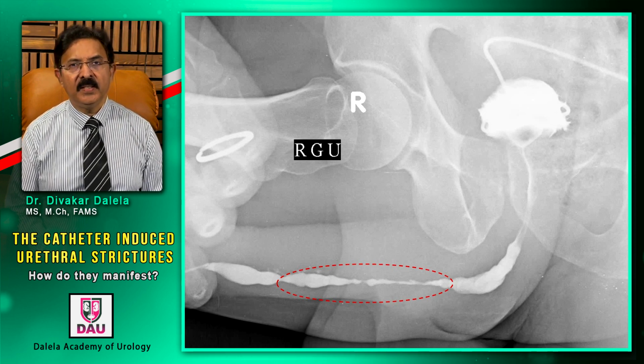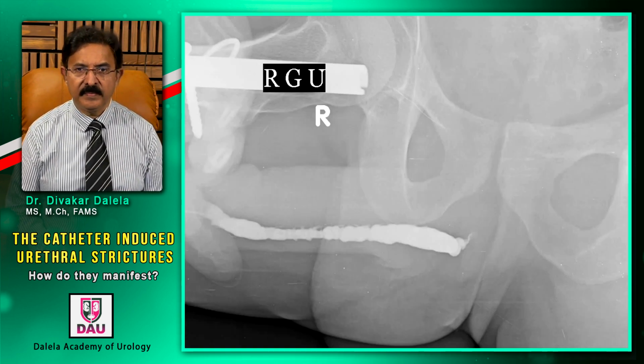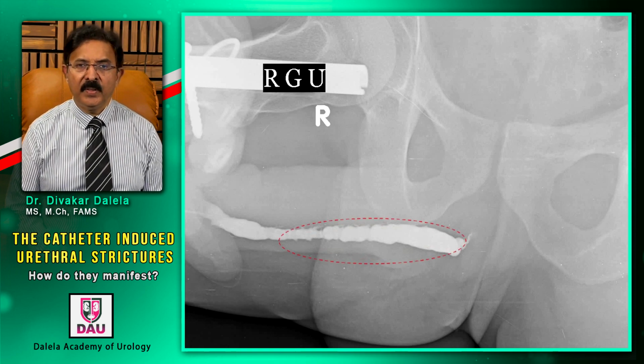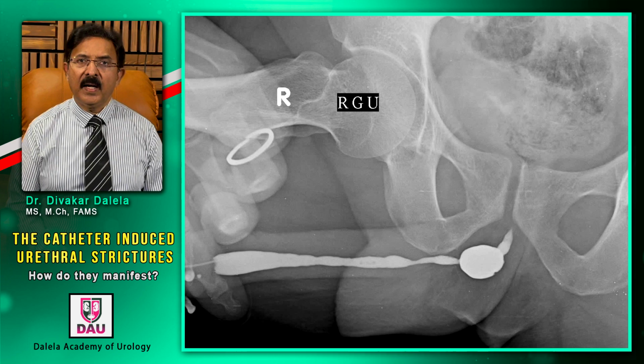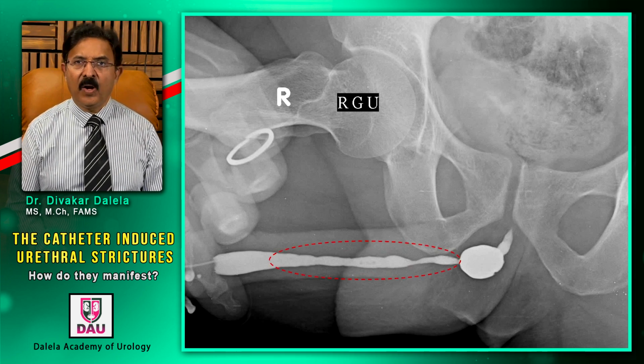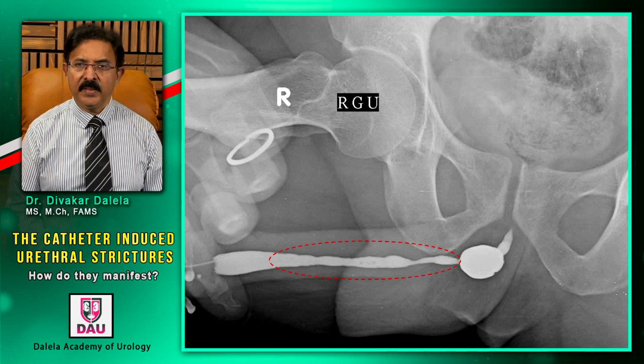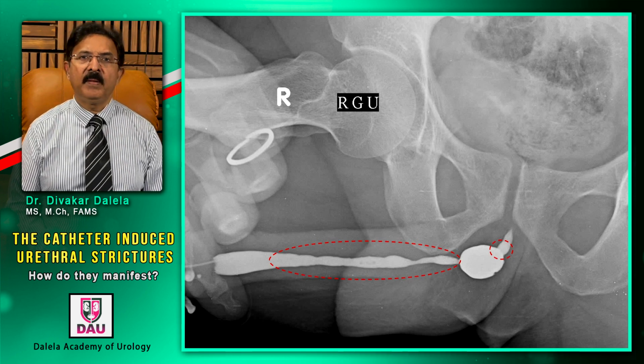Patient went into retention and required a suprapubic diversion. This urethrogram shows you a long area of involvement of the urethra. Another patient where there is a long stricture in the penobulbar location and a small stricture in a mid-bulbar location.